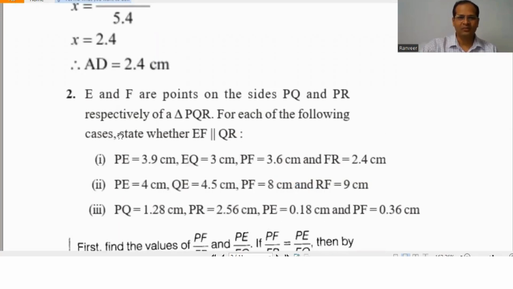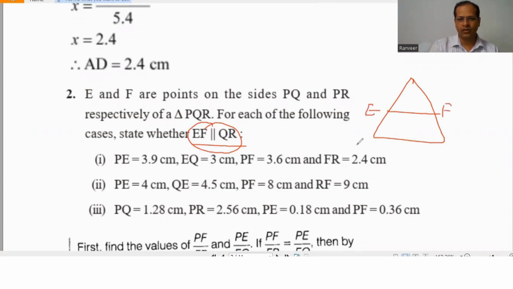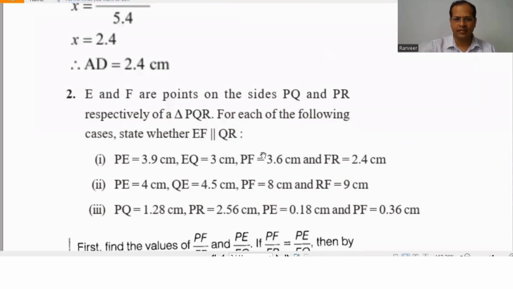Now question number 2. E and F are points on the sides PQ and PR respectively of triangle PQR. For each of the following cases, state whether EF is parallel to QR. Now, same concept. Suppose EF is parallel to QR, then we have to see what the ratios are, and if the ratios are equal, then this is parallel.